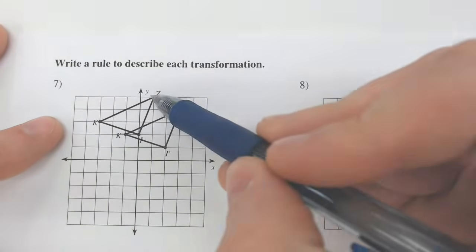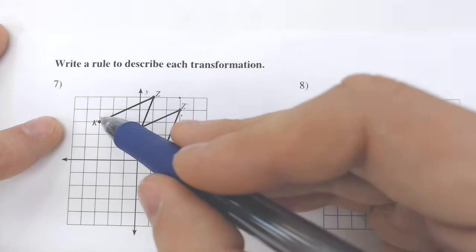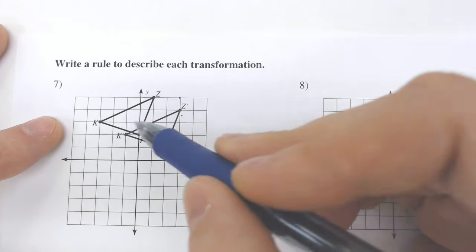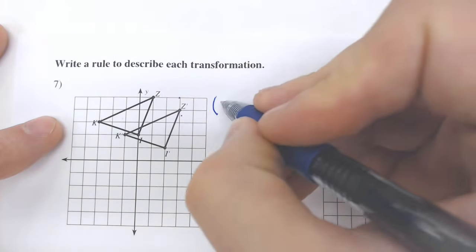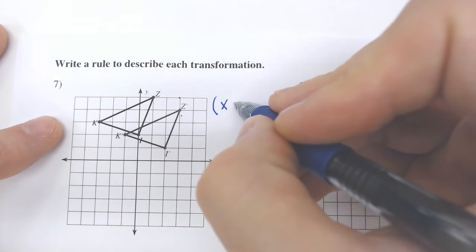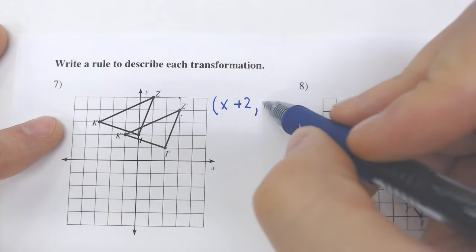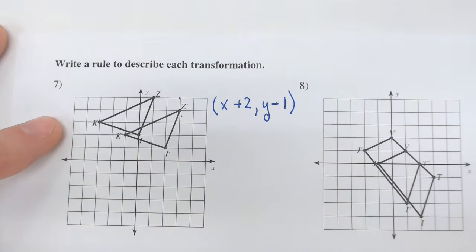So we're going to the right by 1, 2, and down by 1. And all of these points are going to the right by 2 and down by 1. So it doesn't matter which point you pick. They all went to the right by 2 and down by 1. Well, x is to the left and to the right. And if we went to the right, it went in the positive direction. And y went down by 1, so I'm going to write y minus 1. All right. So it is that simple.